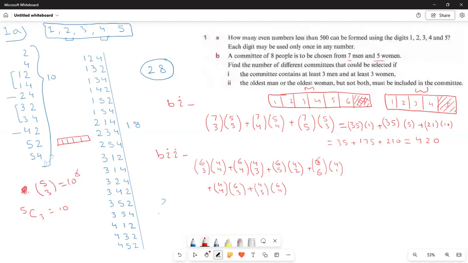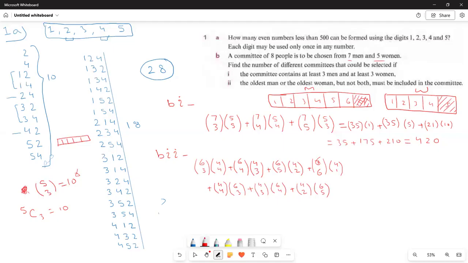Next one would be, before I counted four women. Now let me take only three women. So three women means one is the oldest, and I have to choose two out of four. So out of four, choose two women. So these are three women, and now I have to choose five men. So from six, I will choose five.